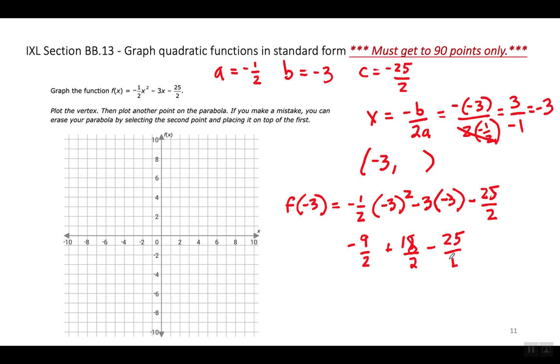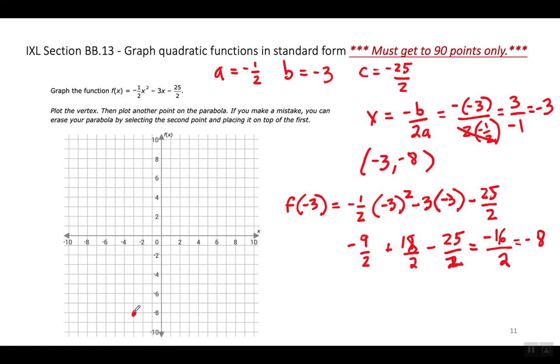Okay? And here, let me just bring this down. Now I could go just from left to right, adding and subtracting, and let's keep the 2 in the denominator. So negative 9 plus 18 is positive 9, and positive 9 minus 25 is going to be negative 16. Negative 16 divided by 2 is negative 8. All right, so that's our vertex. When x equals negative 3, y equals negative 8. Okay, so negative 3, negative 8.